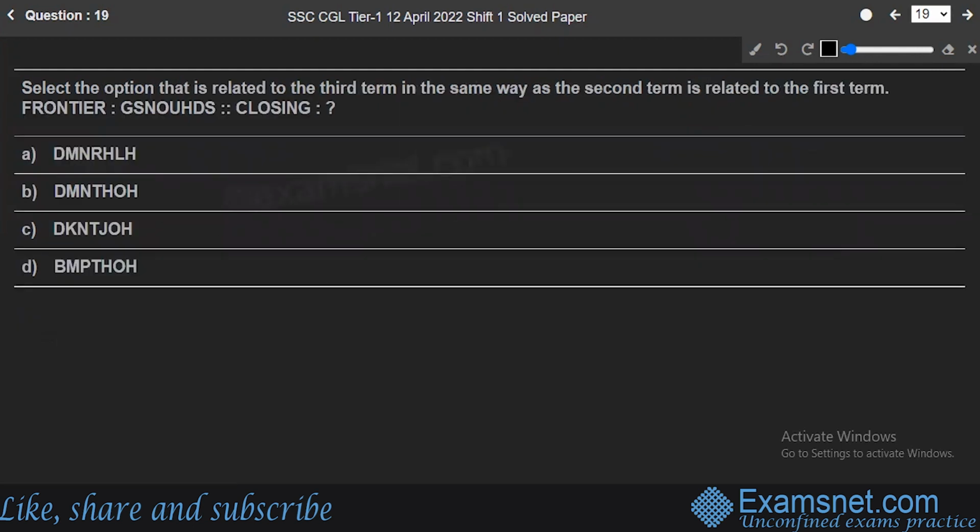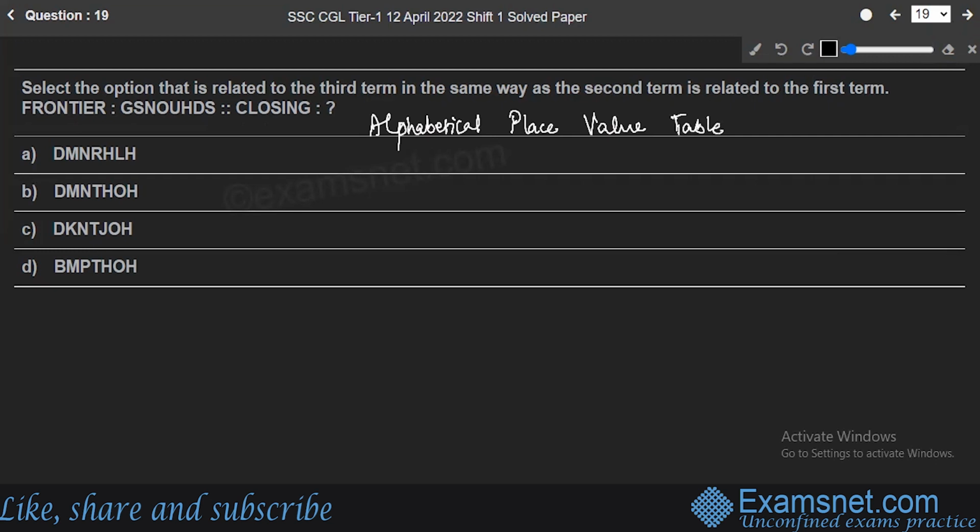Next, question number 19. Select the option that is related to the third term in the same way the second is related to the first. So here is the word FRONTIER. It's coded in some language as GSNOUHTS. The word CLOSING will be coded in the same language in which set of alphabets, right? See, again, we'll be using our same alphabetical place value table, which we used in the earlier questions. Please keep that table for your reference, because we'll be using that table in a number of questions.